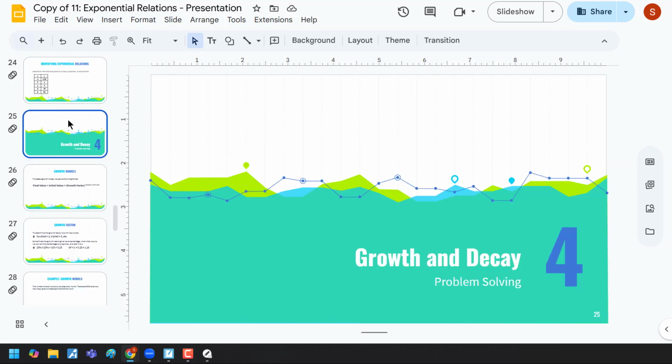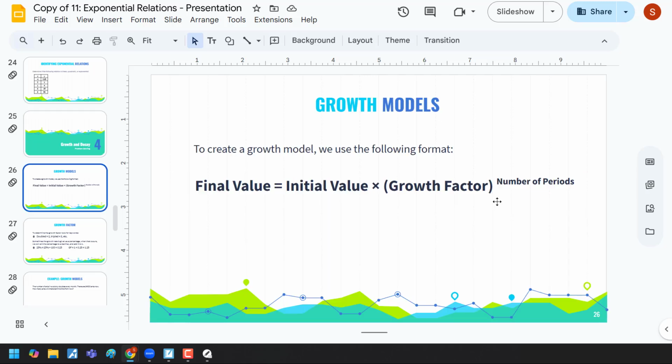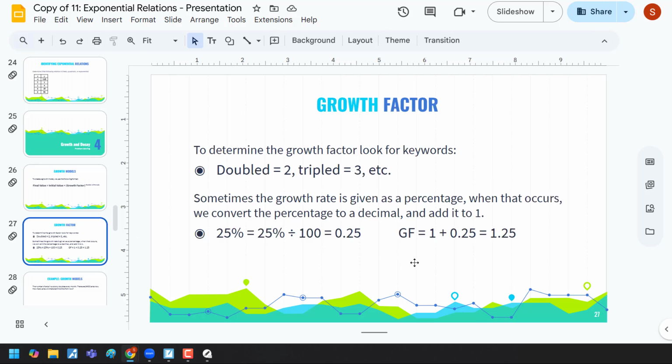Growth and decay. We've got some growth models. To create a growth model, we use the formula: final value is equal to initial value times the growth factor to the power of the number of periods. This is confusing. We're going to do some examples, don't worry.